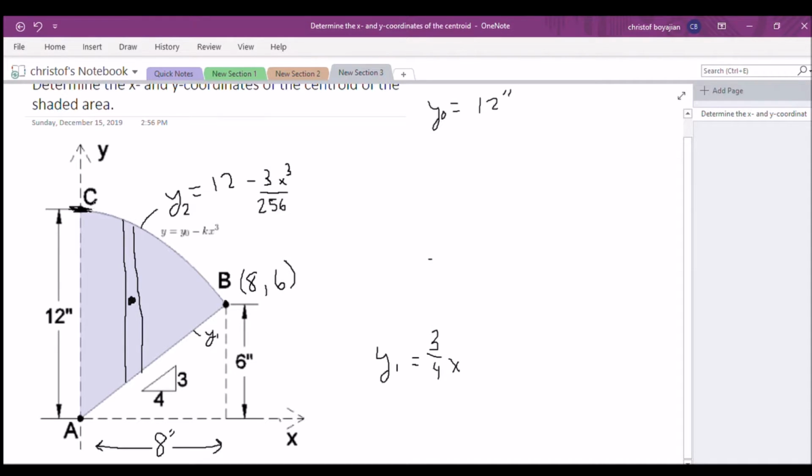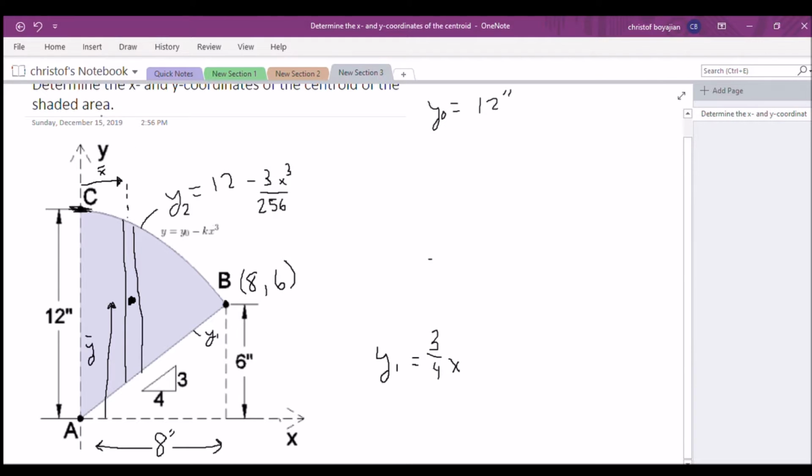And let's go ahead and figure out what is our x bar. So our x bar is going to be all the way up here, this distance. And our y bar is going to be this distance right here.